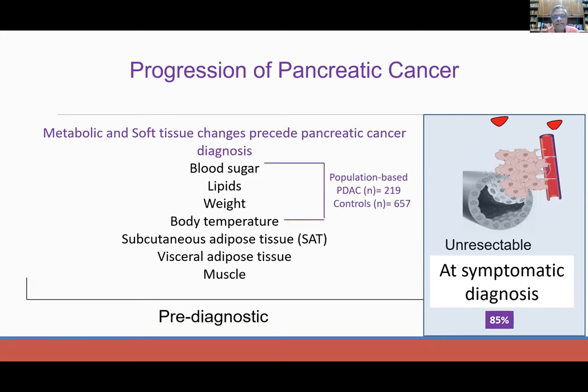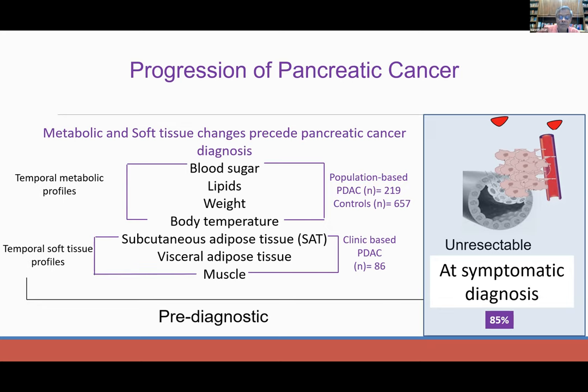And for the blood sugar, lipids, and weight studies, we had a population-based control, the PDAC cases, about 219 cases and 657 controls. So this is a temporal metabolic profile of these various parameters. The soft tissue studies were done using clinic-based pancreatic cancer patients. Again, both these are temporal profiles over time.